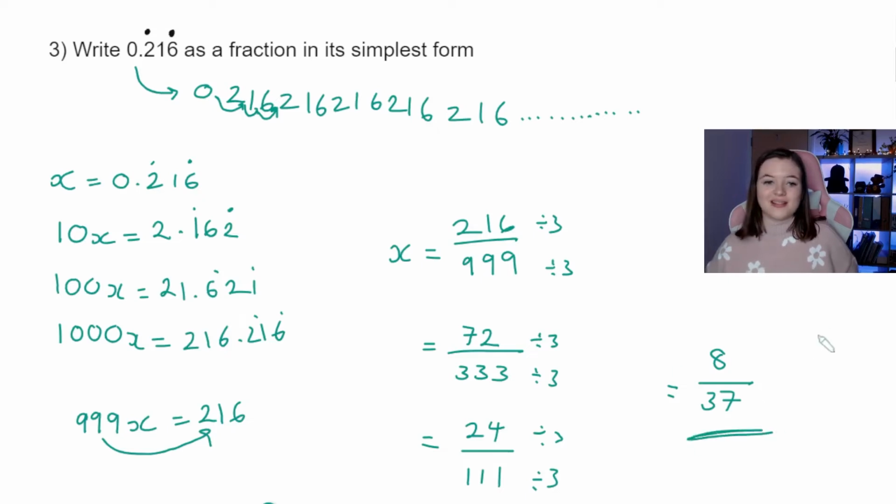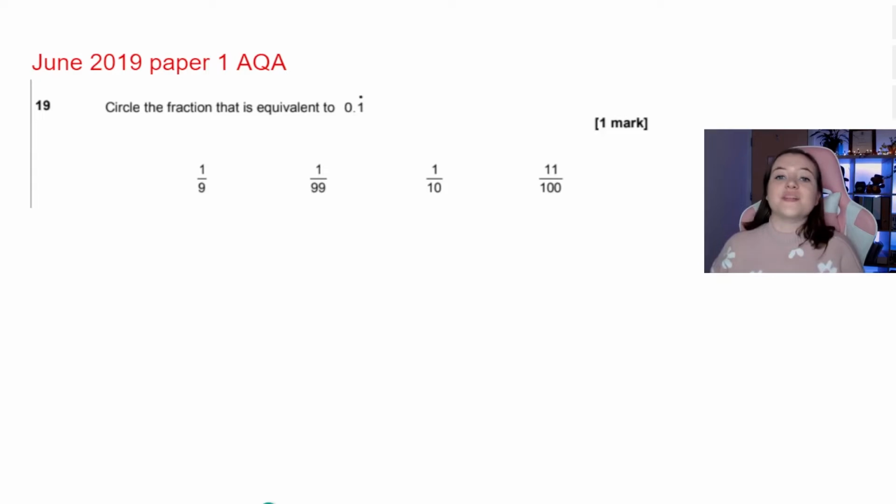So that is the end of question 3. Next up, exam questions. Pause the video now to have a little go yourself. This is from the June 2019 paper 1 from AQA. But if you are doing Edexcel or OCR, don't worry, you can still do the question, it's good practice all round to see another example. So pause the video now and have a quick go yourself.